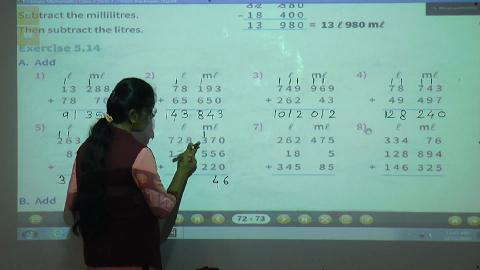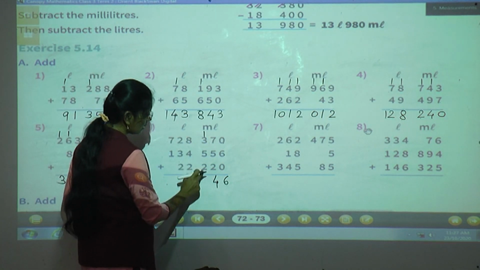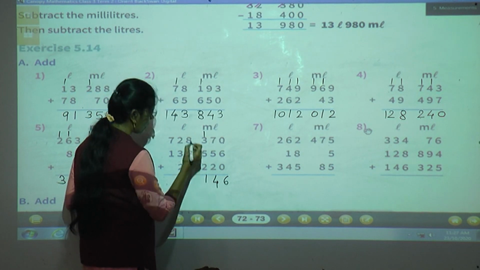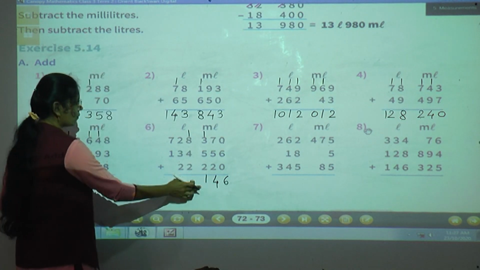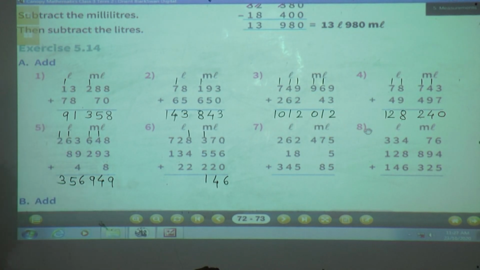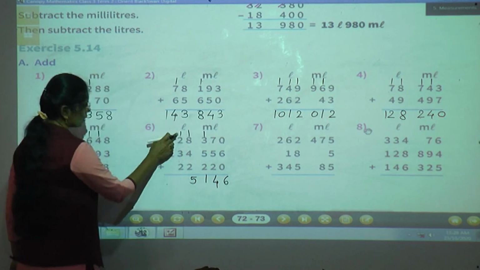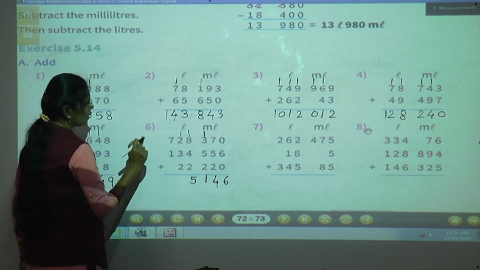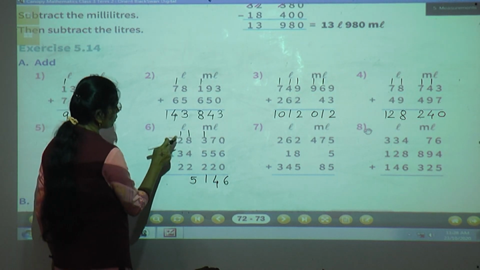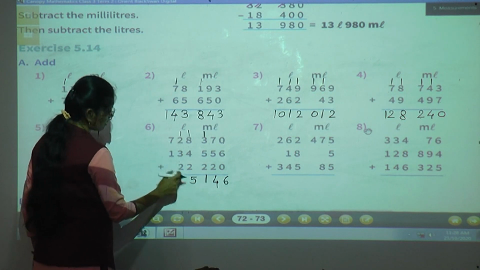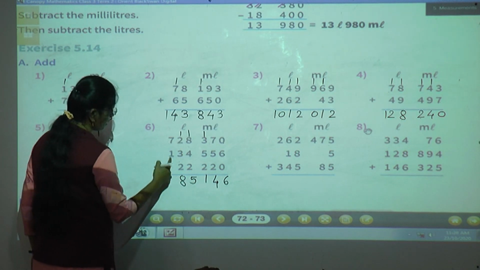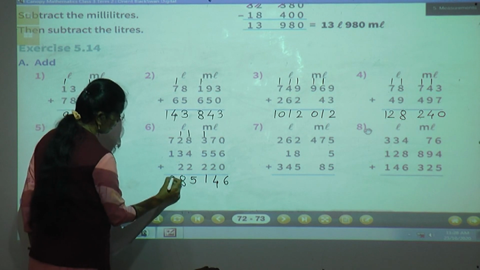Then 1 plus 3, 4, 4 plus 5, 9, 9 plus 2, 11. Okay, so we will write here 1 and we will give 1 carry. Then 1 plus 8, 9, 9 plus 4, 13. Then 13 plus 2, 15. Okay. So here we will write 5 and we will give 1 carry. Then 1 plus 2, 3, 3 plus 3, 6, 6 plus 2, 8, and here 7 plus 1, 8. Okay.